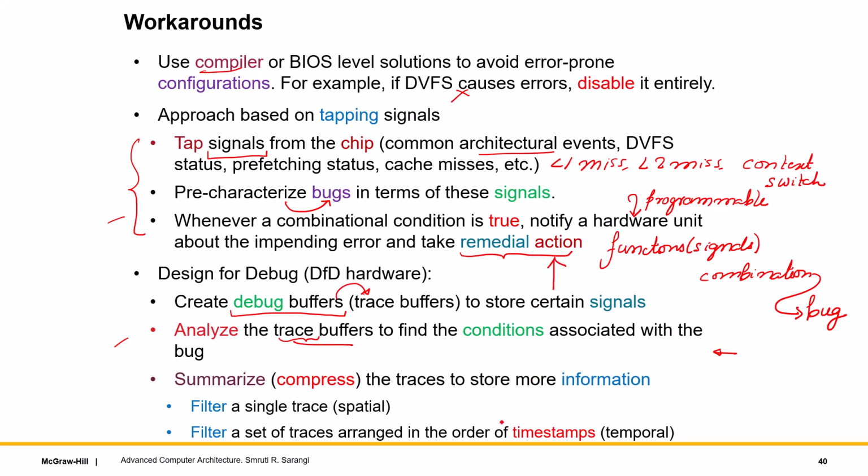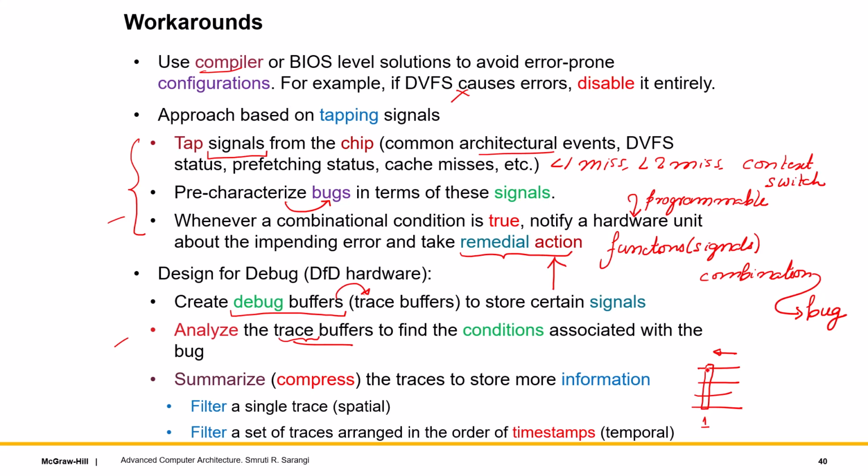Along with that, there is a lot of work to compress the signal information that debug hardware is capturing. So we can take a single trace and compress it. That would be spatial. Or we can take a set of traces for different, let's say, cores, and find out redundancy across time. So temporal redundancy, which basically means that if, let's say, for DBFS, for all of them is set in a column, then the entire column need not be stored. We can just store one for the entire column.